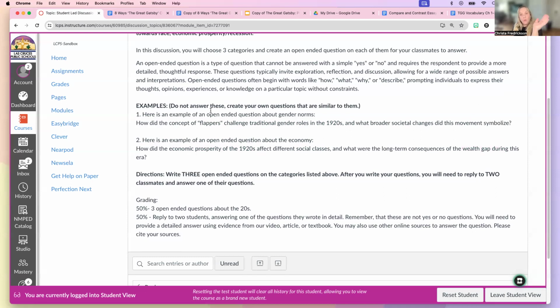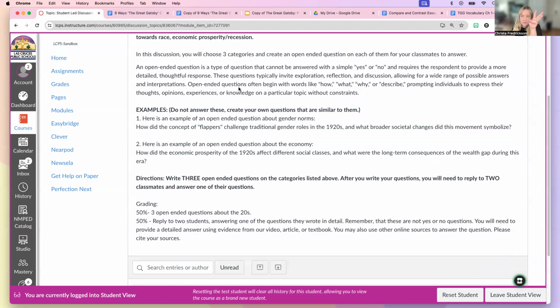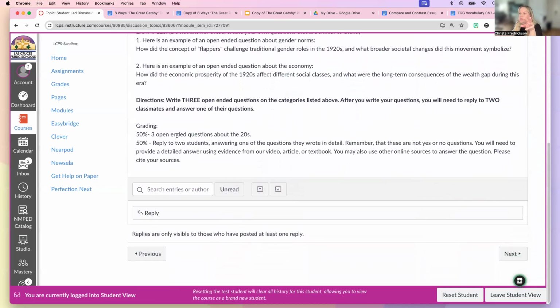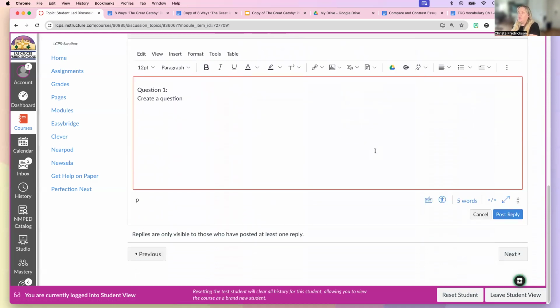All right. So your assignment is to create 3 open-ended questions about 3 of those categories. Remember technology, fashion, gender norms, attitudes towards race, economy, and prosperity and recession on the 20s. You're going to create 3 questions. That's all you have to do for the first part of this. So here you're going to hit reply and you're just going to write question 1, and then you're going to create your question. Then you're going to do the same for question 2 and question 3. That's all you have to do initially, and then you post your reply.